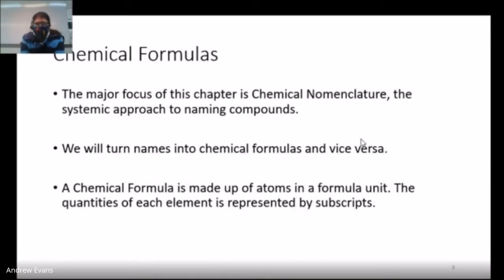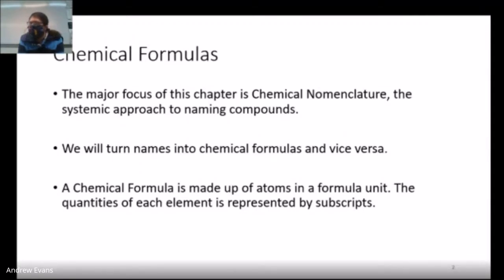Okay. First thing is, remember, chemical formulas. That's where we're going to start. The major focus of the chapter is called chemical nomenclature, which is basically the systematic approach to naming compounds. As tough as this may be, it's no organic chemistry, which is far more in depth when it comes to chemical nomenclature. A lot more rules there. But we'll take turns turning what we call chemical formulas into names and names into chemical formulas.